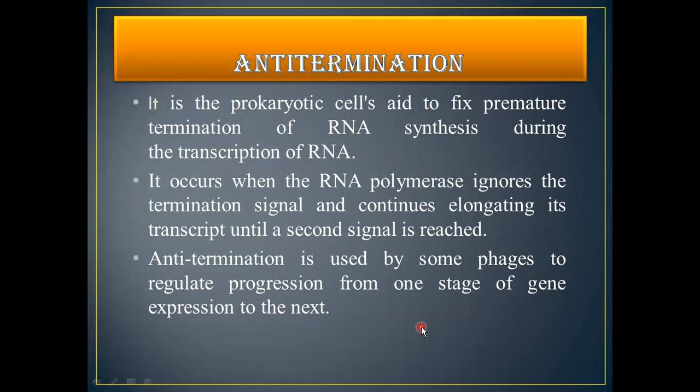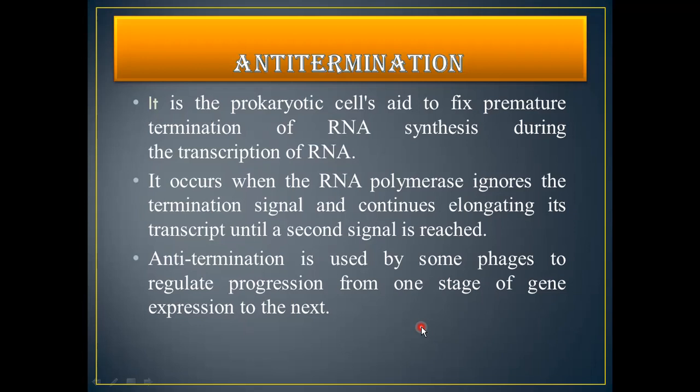Antitermination. We all know that transcription, translation, and DNA replication have a stage called termination. That is where the process ends. Transcription termination is the process where nascent RNA is released from the complex with RNA polymerase and the DNA template. Whereas in translation, termination happens when a stop codon in the mRNA, that is UAA, UAG, or UGA, enters the A site of the ribosome.